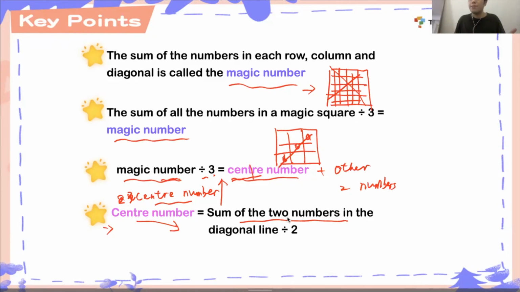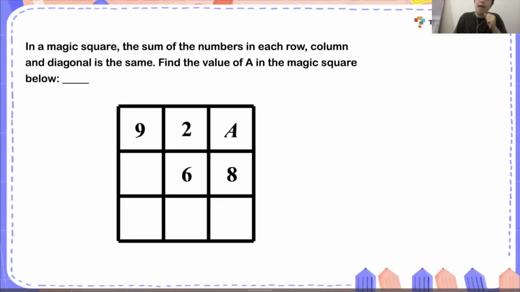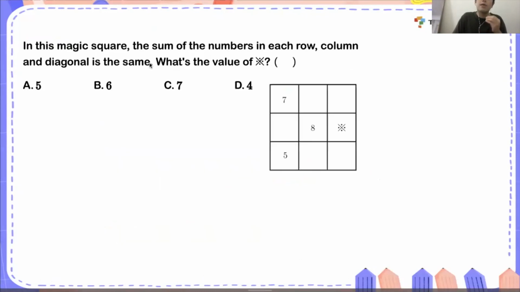If that makes sense, or if that is okay for you, we will move to the question. Okay, so in this magic square, we don't use previous knowledge. We only need to know what a magic square is. That is, the sum of the numbers in each row, column, and diagonal is the same, right?